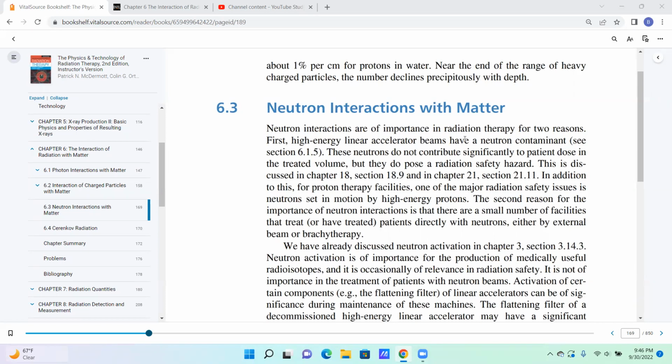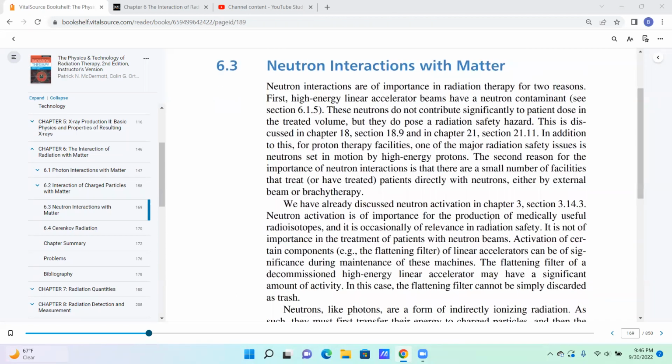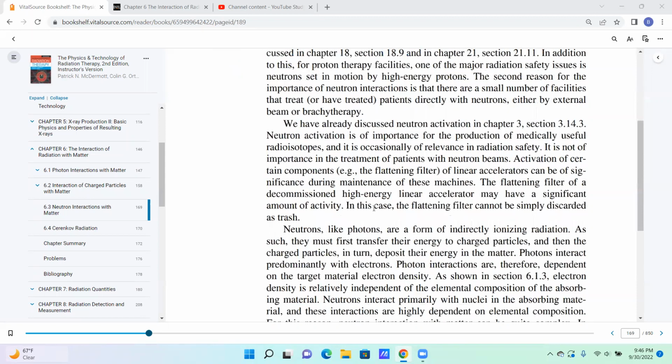You've got two reasons why it's important in radiation therapy. High energy linear accelerator beams do have a neutron contaminant. They don't contribute significantly to patient dose and the treated volume, but they do pose a radiation safety hazard. We'll get to that in further chapters. In addition, for proton therapy facilities, one of the major radiation safety issues is neutrons set in motion by high energy protons. Second reason is that there's a small number of facilities that treat or have treated patients directly with neutrons, either by external beam or brachytherapy.